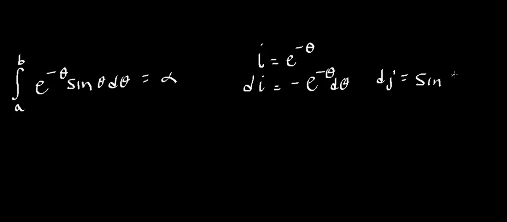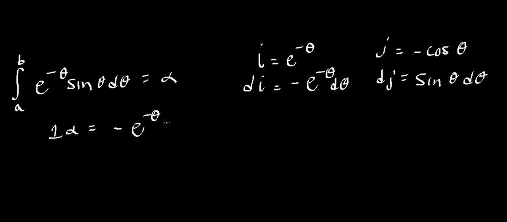So this is sine of theta d theta. What's the integral of sine of theta d theta for j? Well, it's negative cosine of theta. And take the differential of j equals negative cosine of theta. You should get sine of theta d theta. Okay, so I'm going to say that this is 1 alpha, and it equals I times j, which is negative e to the minus theta times cosine of theta. That's, of course, evaluated from a to b.